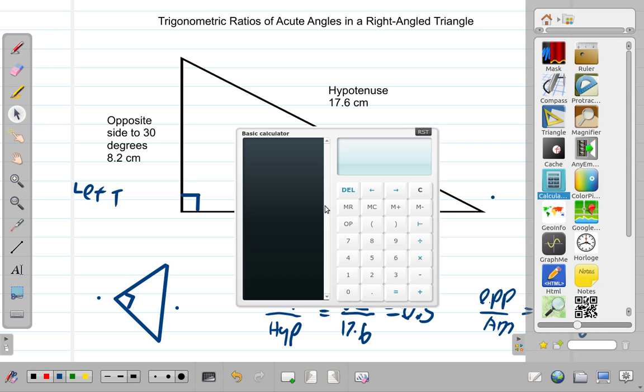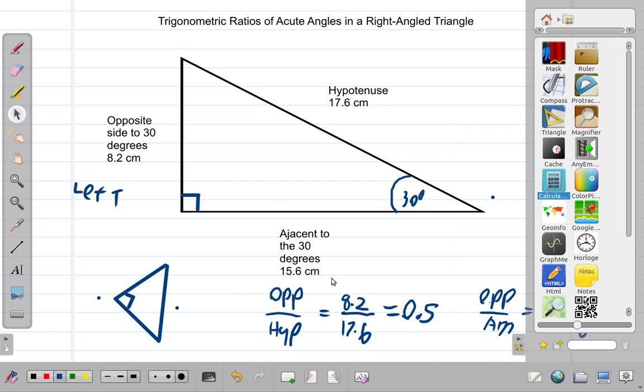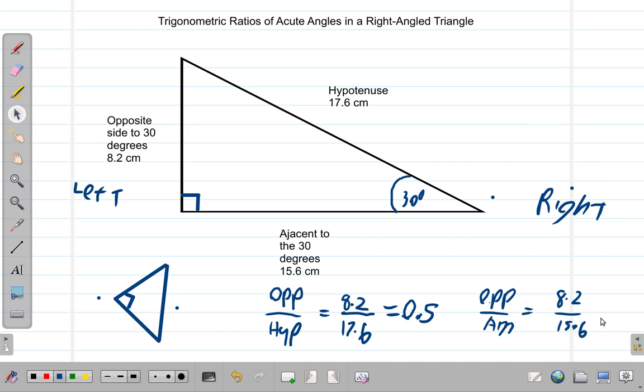What's that? Let's see. 8.2 over 15.6 equals 0.526, around 0.526. Let's call it 0.5 to one decimal place. Alright, let's call it this.